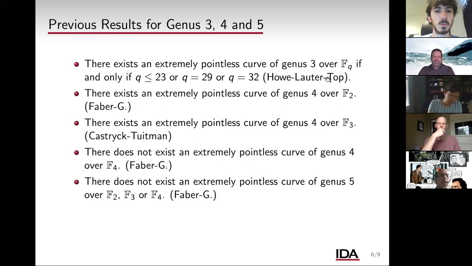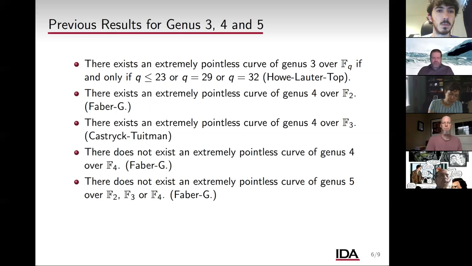The previous results: Howell, Lauder, and Top, in their original paper, classified all, well, they didn't call them extremely pointless curves, but it corresponds to plane quartics. So there are only certain of those cases that are possible. In particular, 25, 27, and 31 get ruled out by their work.